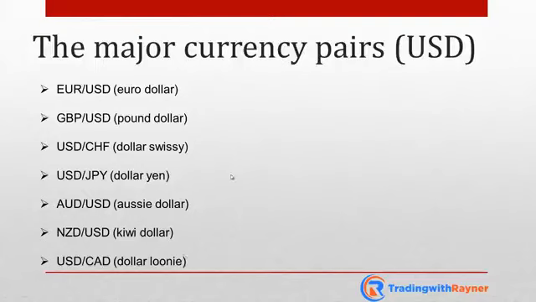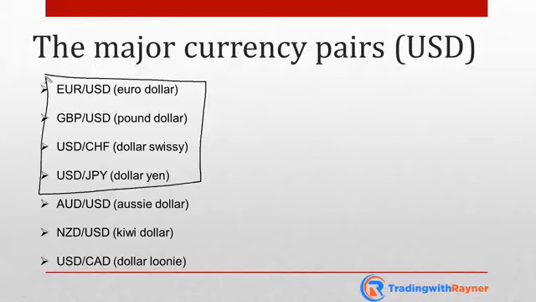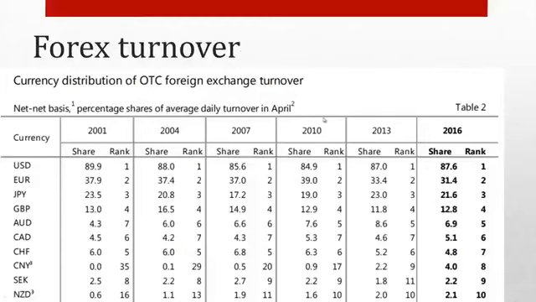One thing to point out is that among these 7 major currency pairs, the bulk of the transactions are usually within the top 4. These are usually the most liquid currency pairs out there: the euro dollar, pound dollar, dollar Swiss, and dollar yen. You can see this over here. This is taken from the Bank for International Settlements, the BIS. This is where I got my source from. Taken from the BIS website.